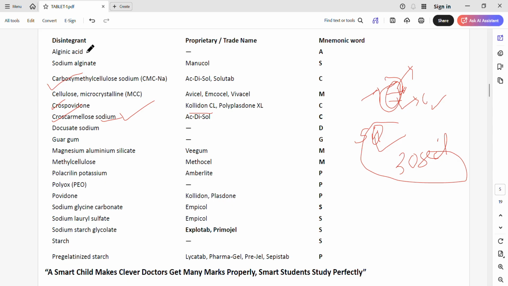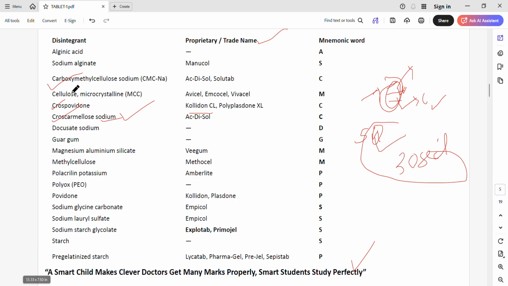Let's discuss the disintegrants with their proprietary names. There is a mnemonic. First we discuss the mnemonic: A smart child makes clever doctor get many marks properly. Smart student study perfectly. This is the mnemonic, and each is the first letter of our disintegrants.